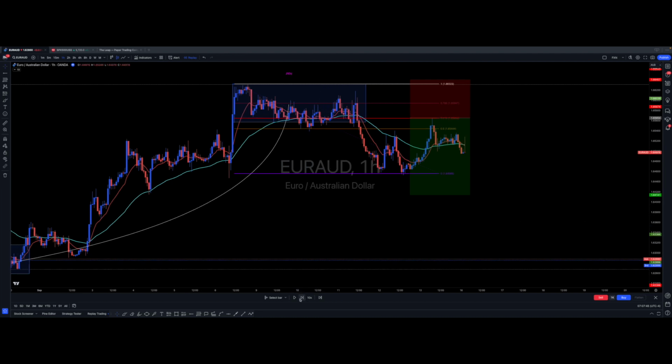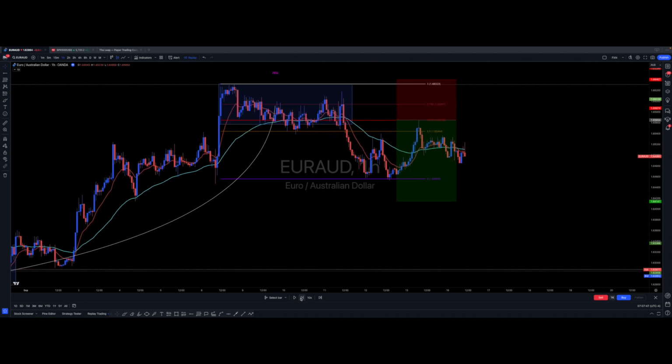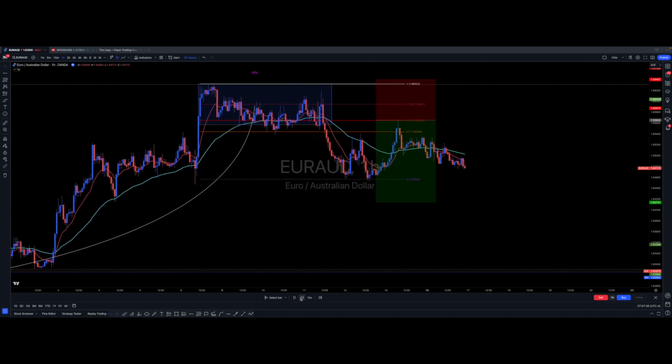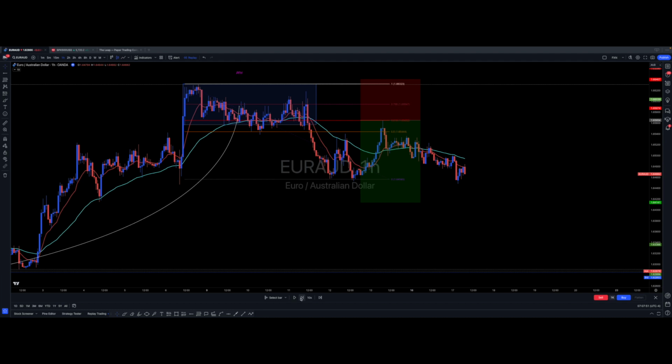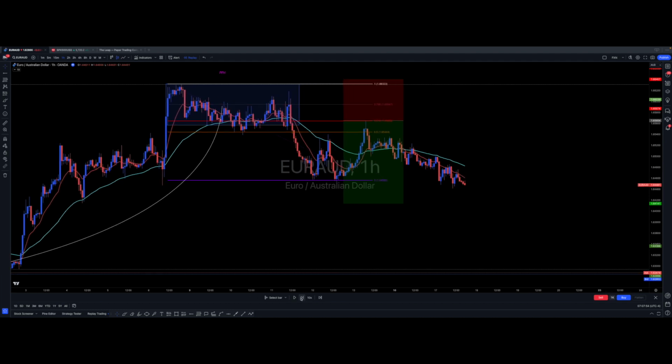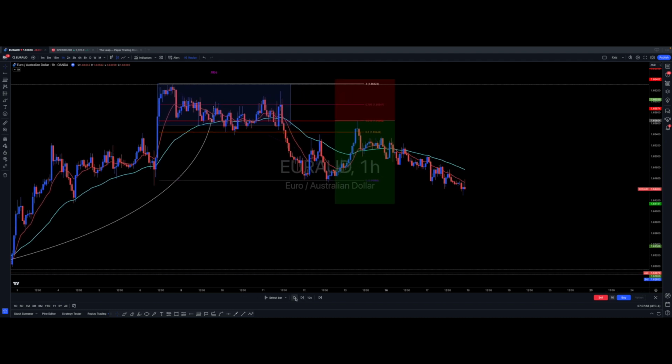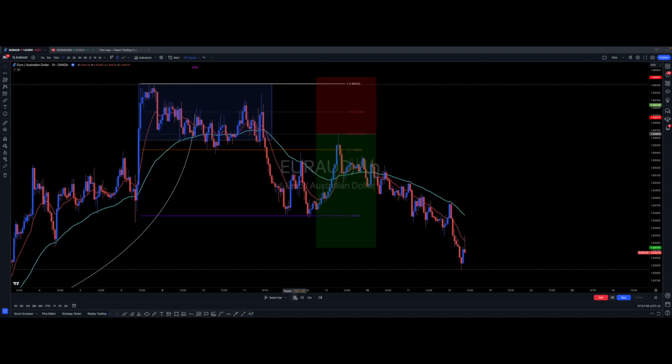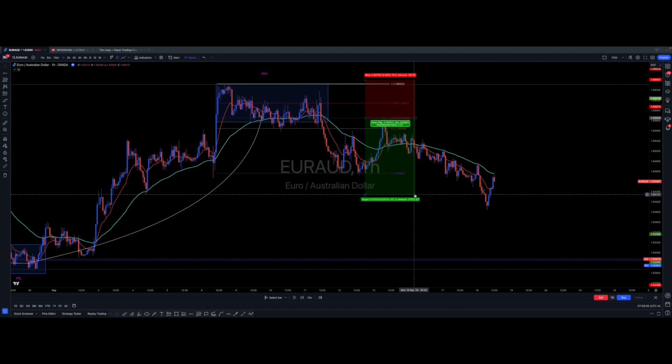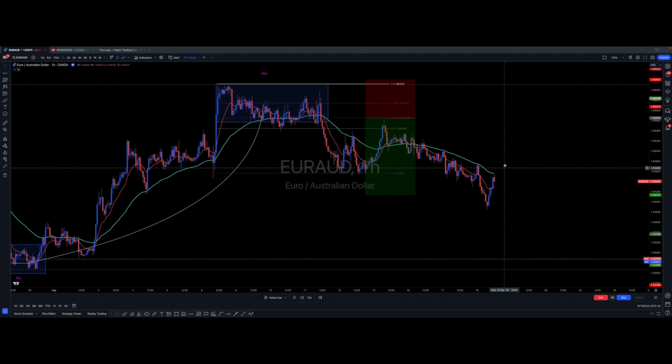So if we play this out, you can see that it starts to move down slowly but surely, and it ends up going into our take profit. Okay, and you can see it goes all the way down, hits your take profit, and then retraces.